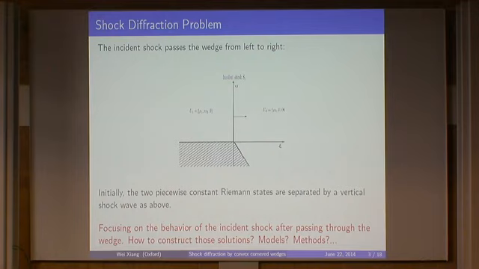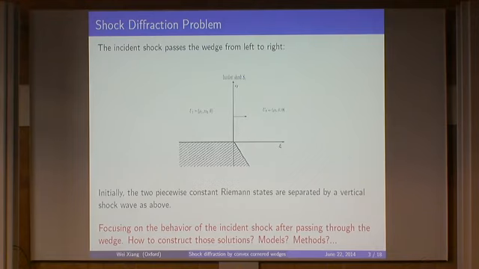Initially there are two constant states, which we call Riemann data. The left-hand side is U1, the right-hand side is U0. So what happens when the incident shock passes through the wedge? Which model and which method will we use to solve it?